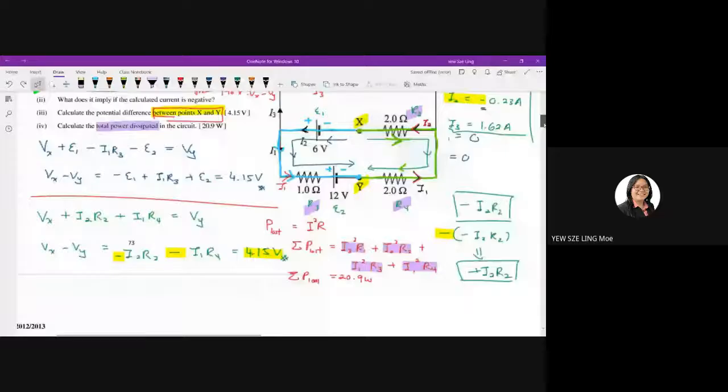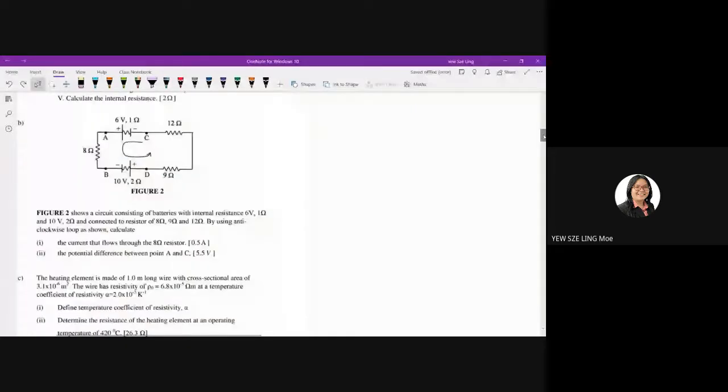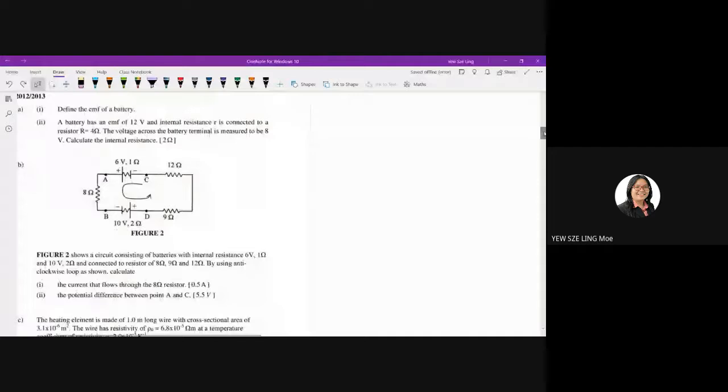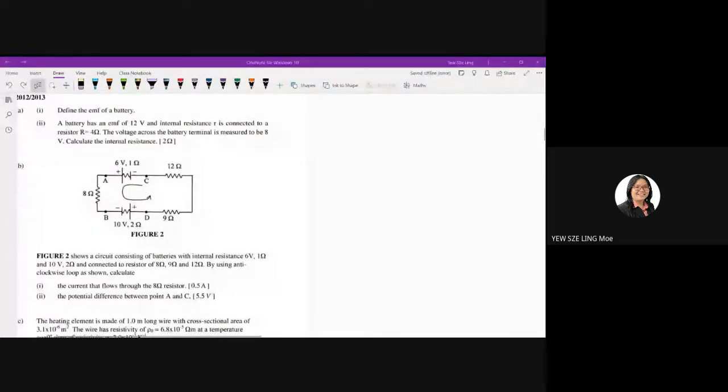So now let's go to a Kirchhoff's law question, but it is a one loop question. It is a 2012, 2013 past year question. So like I told you before, every year you're going to have a Kirchhoff's law question. That's why I wanted to put more effort on Kirchhoff's law.